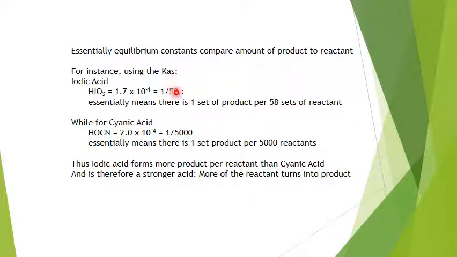So that means more of this is going to the right, and therefore it's a stronger acid because it's dissociating, having more of the acid dissociate. So that's a way to think about it. I won't worry about that a lot, but it's good to know what those numbers mean, especially when you want to compare different acids with each other.